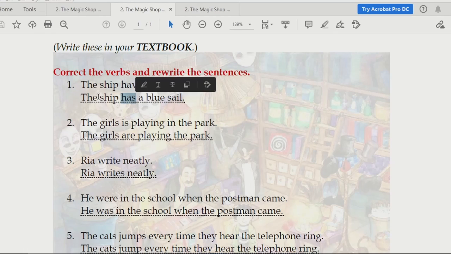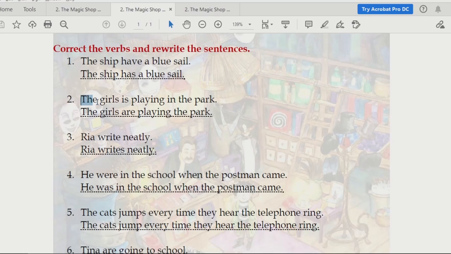Singular verb, singular subject. The girls is playing in the park. What is wrong over here? Is, because the subject is in the plural form.